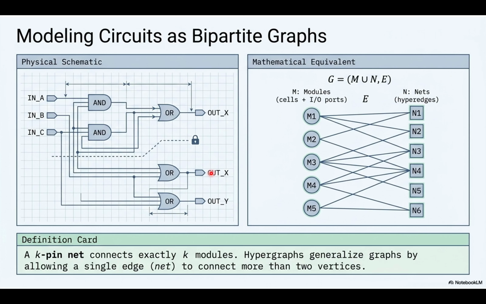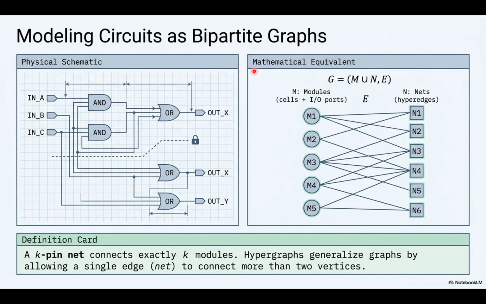Okay, so is a traditional graph sort of like a phone call between two people, while a hypergraph is more like a group chat where one message, one net, connects five different people at once? That is a perfect analogy, yes. A hypergraph is exactly like a group chat. It perfectly represents the physical reality of the hardware. But mathematically, hypergraphs are notoriously difficult to process, right? I mean, you can't easily run standard matrix operations on sets that contain arbitrary numbers of vertices. No, you really can't, which forces a crucial translation step.